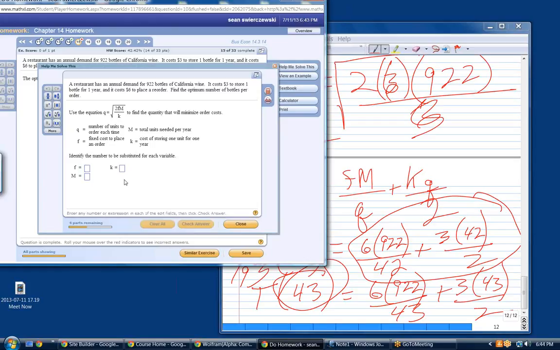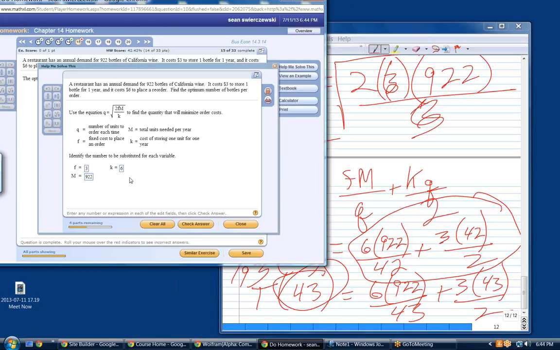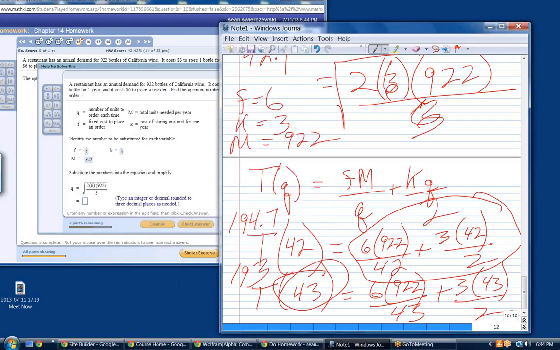So, what do we really think F is? Oh no, this one has a different definition. Oh, okay. So F is the fixed cost to place an order. That was 6. So F is 6, K is 3. And there's 922. So, didn't we do that though? Okay, so F was 6 and K was 3.